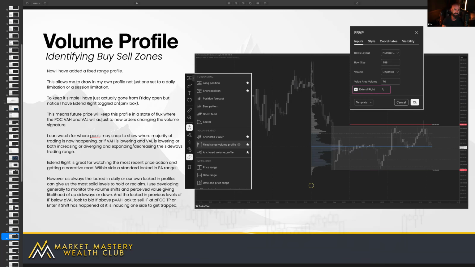Okay, so extend right is great for watching the most recent price action and getting a narrative read inside a locked-in PA range. So that's where you know all the higher time frames, but you might go on the 1 hour. You're not really going to trade yet.